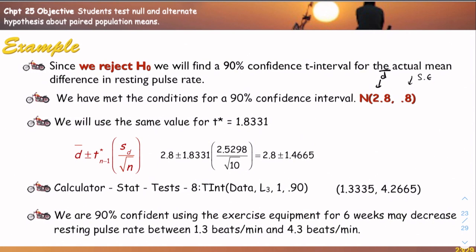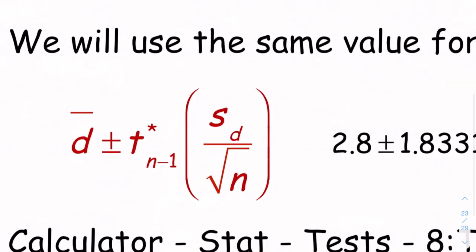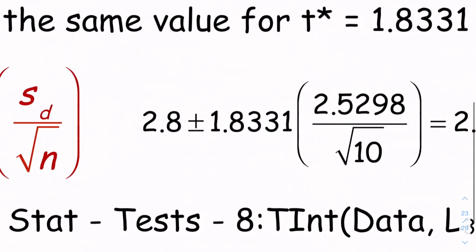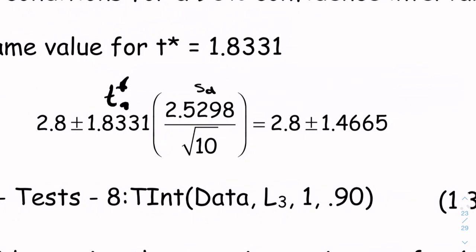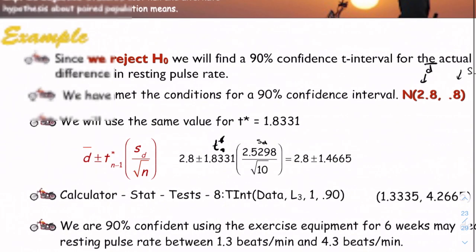We're going to write out our confidence interval, which is the average difference plus or minus our critical value with n-1 degrees of freedom times our standard error. So we have 2.8 plus or minus 1.8331, which is our critical value with its degrees of freedom of 9, times 2.52, our standard deviation for our differences, over the square root of 10, which is the number of pairs. So we get 2.8 plus or minus 1.4665.